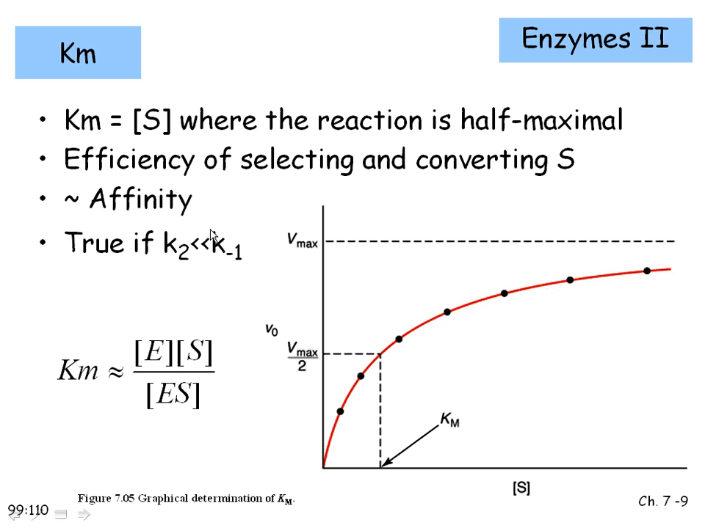It's going to reflect both the efficiency at which it selects a substrate and in which it converts it into the product. And you can think of it as a measure of affinity, especially when the rate at which product is made is a lot less than coming apart. So the Km turns out to be a way to think about affinities of enzymes. How much substrate does it take to half saturate it, or how tightly does it hold on to things?